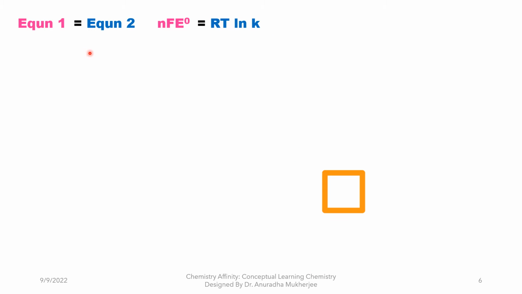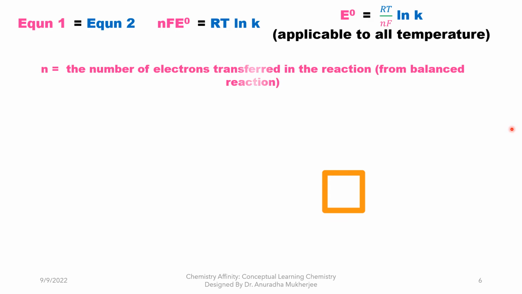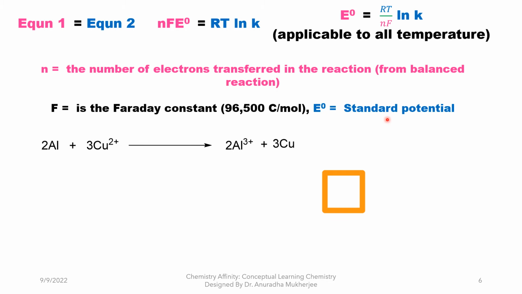Making equation 1 equal to equation 2 means NFE0 equal to RT ln K. From this equation we can rearrange and get E0 equal to RT by NF ln K. Now N is the number of electrons transferred in the reaction, and F is the Faraday constant, that is 96,500 coulomb per mole, and E0 is the standard potential.